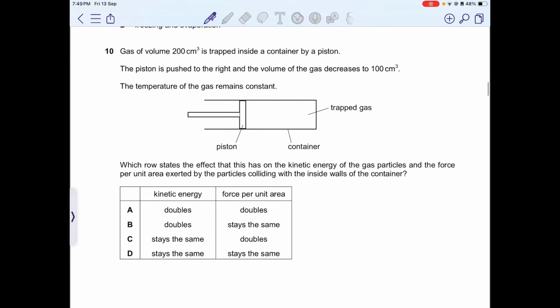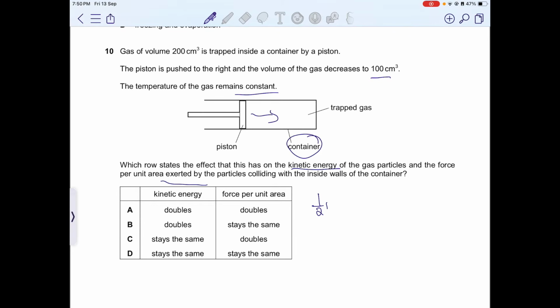Moving on, it says a gas of 200 centimeter cubed is trapped inside a container by a piston. The piston is pushed to the right and the volume of the gas decreases to 100 centimeter cubed. So you have 200 centimeter cubed of gas trapped inside this container by a piston. Now we move this piston towards the right and the volume of the gas decreases to 100 centimeter cubed. However, the temperature remains constant. Which row states the effect that this has on the kinetic energy of the gas particles and the force per unit area exerted by the particles on the surface? When you decrease the volume while the temperature remains constant, what happens to kinetic energy and what happens to force per unit area?